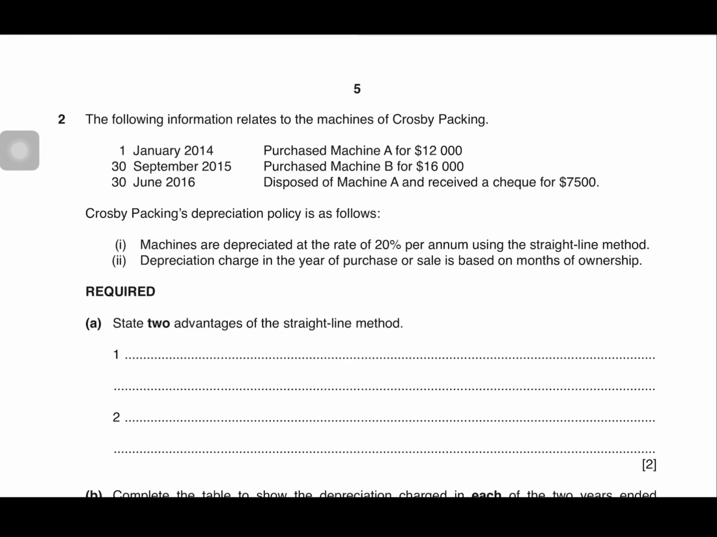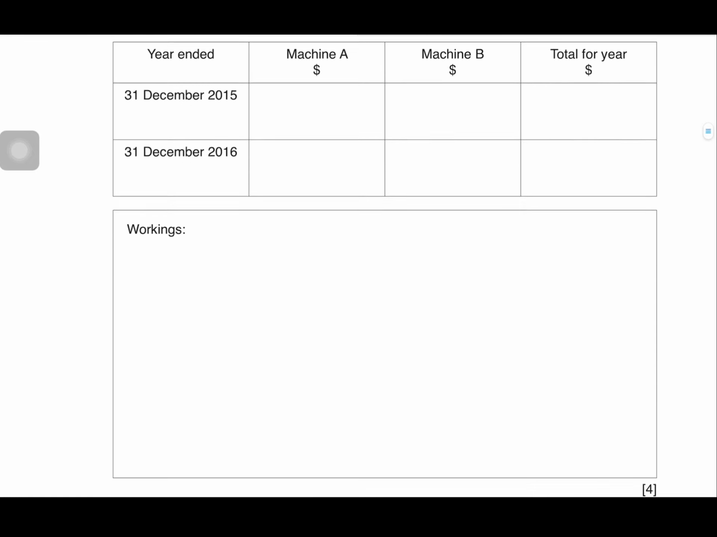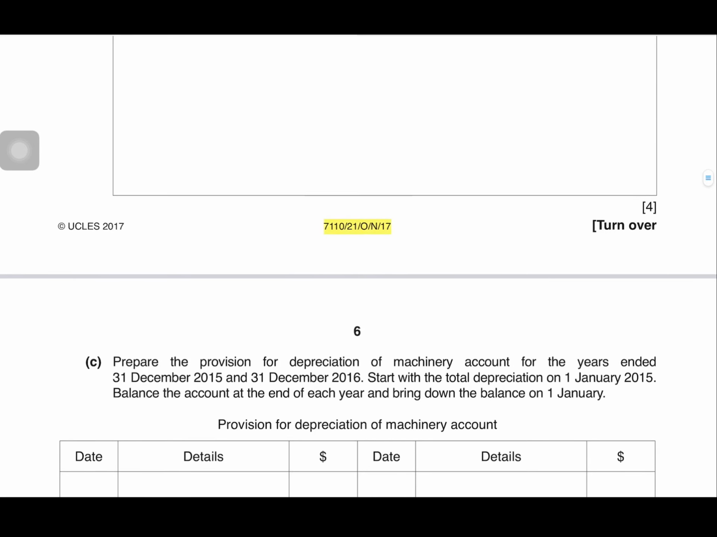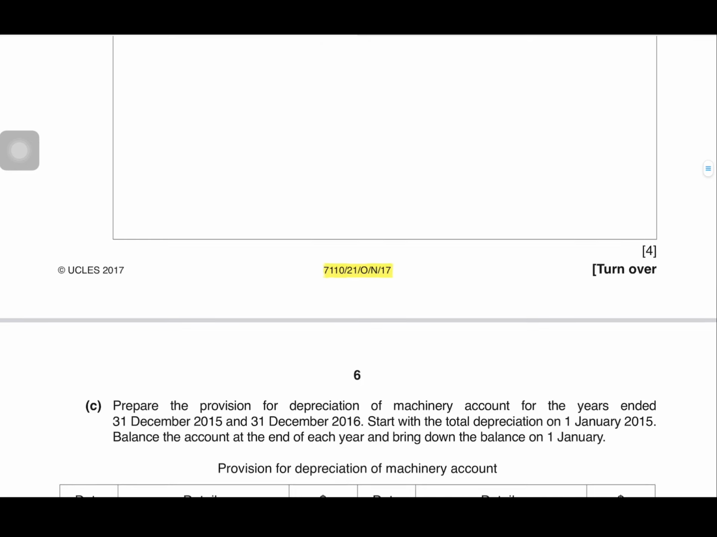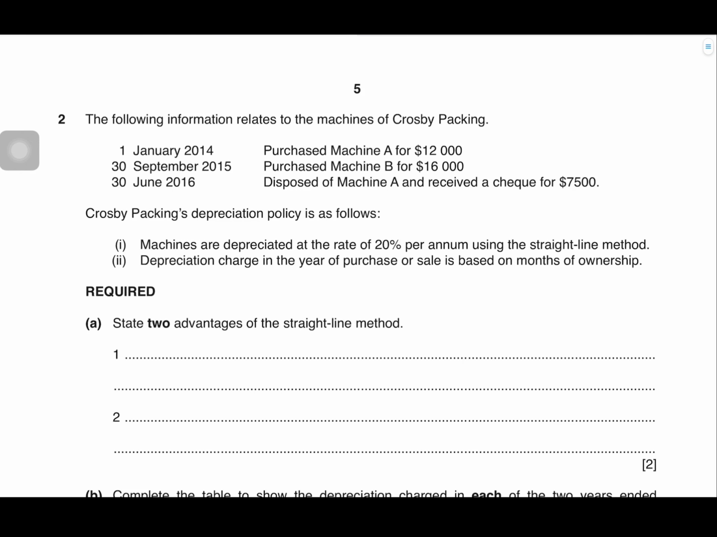In this video, we will be solving a full-length past paper question on depreciation, and the question that we will be doing is from 7110 paper 21 October November 17, and the question number is 2. Let's begin. The question says the following information relates to the machines of Cross-buy Packing.